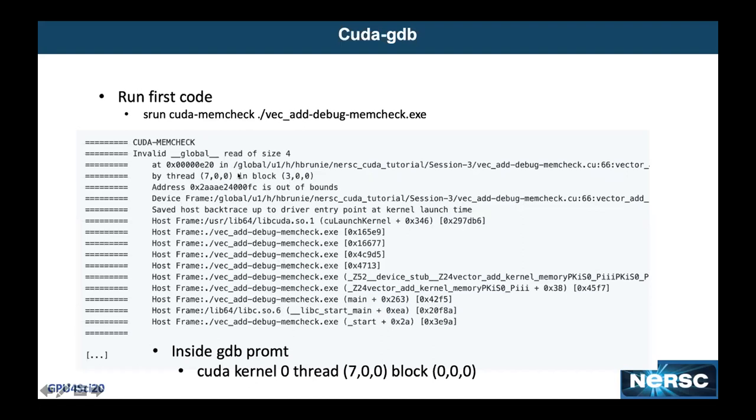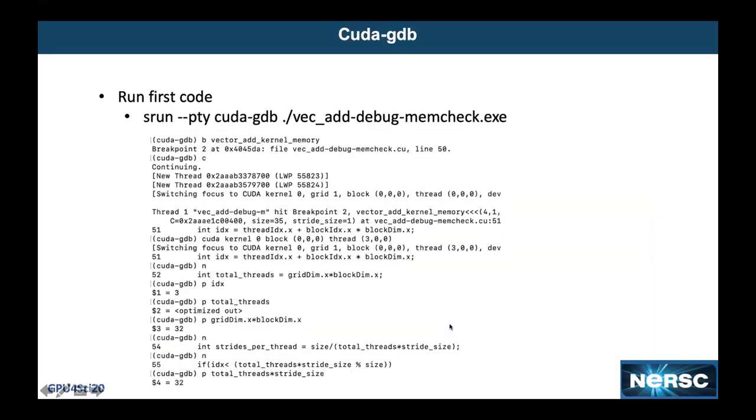Here we can see that there is an invalid read of size 4 bytes, so it's one float, for this thread. And then you can insert a breakpoint and go into the context of this thread by doing cuda kernel 0 thread 700 block 300.